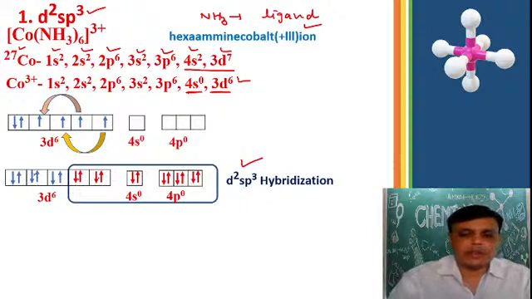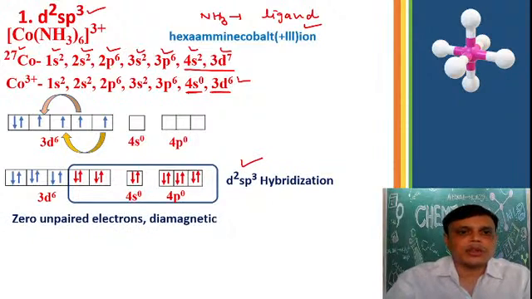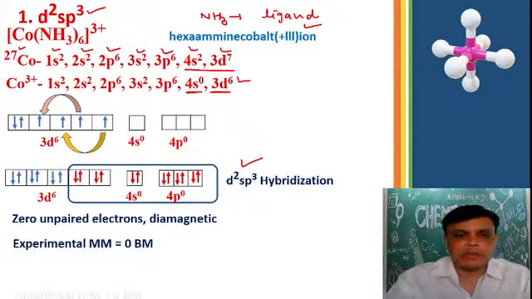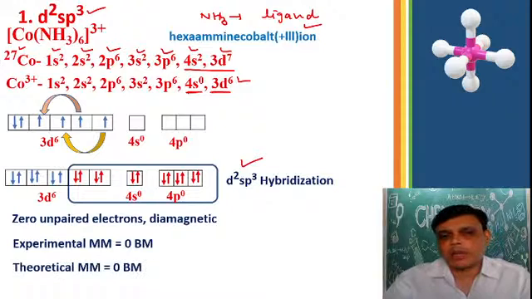Now what about unpaired electrons? 0 unpaired electrons are present. That means the complex is diamagnetic. Experimental and theoretical magnetic moment will be 0 because no unpaired electron is present. Complex is diamagnetic. ठीक है, समझ में आ रहा है?